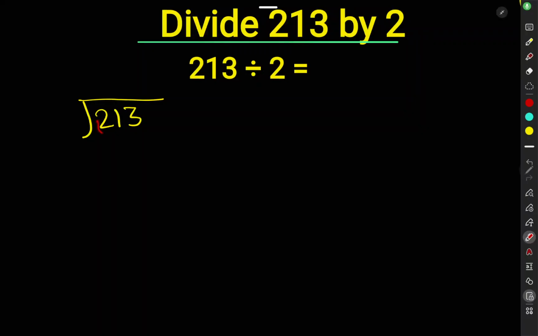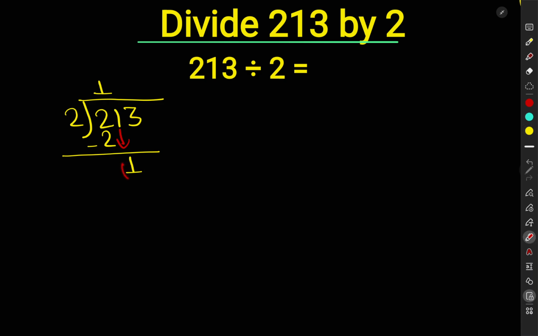Here we divide 213 by 2 in long division method. So 2 times 1 means 2. On subtracting we get 0. So now we put down another number, this 1, and we remove this 0.